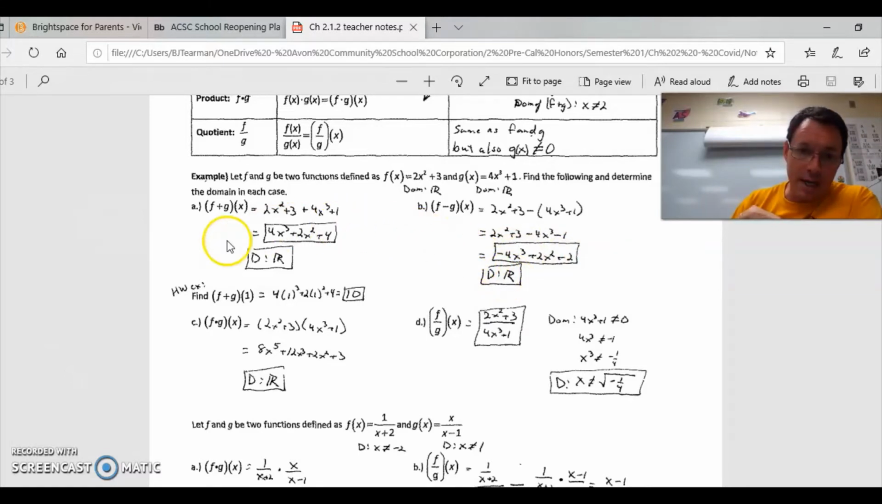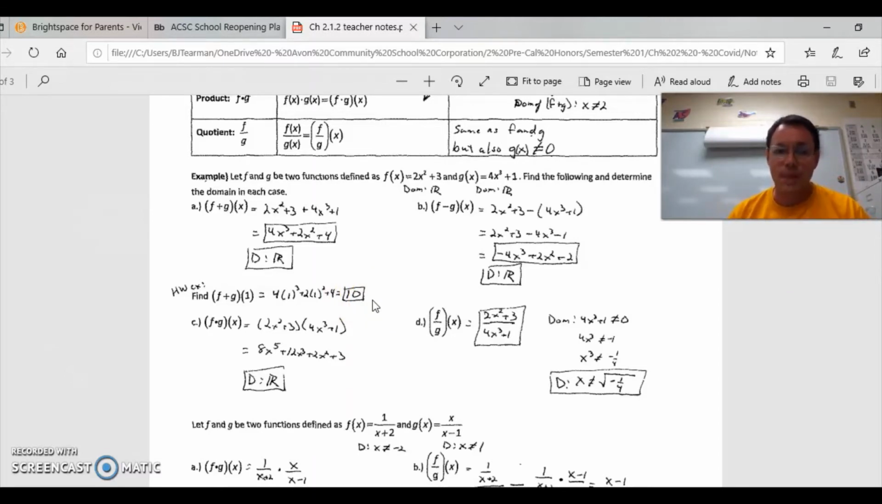Now, if I go back to the first example, I skipped something. Okay, I found this new function, and then right underneath it, I said, find f plus g of 1. Well, what we've done is we've created a new function that's called f plus g. And so if I want to find f plus g of 1, I just need to take the number 1, put it into this new function, and simplify it. So this is f plus g of 1. So that's what that means. So you're going to see a couple examples like that in your homework, and I just wanted you to see it here.